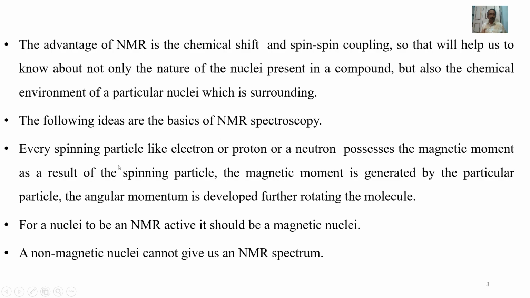Every spinning particle, like an electron or a proton or a neutron, possesses a magnetic moment as a result of the spinning particle. The magnetic moment is generated by a particular particle. The angular momentum is developed further by rotating the molecule. For a nuclei to be NMR active, it should be a magnetic nuclei. A non-magnetic nuclei cannot give us an NMR spectrum.